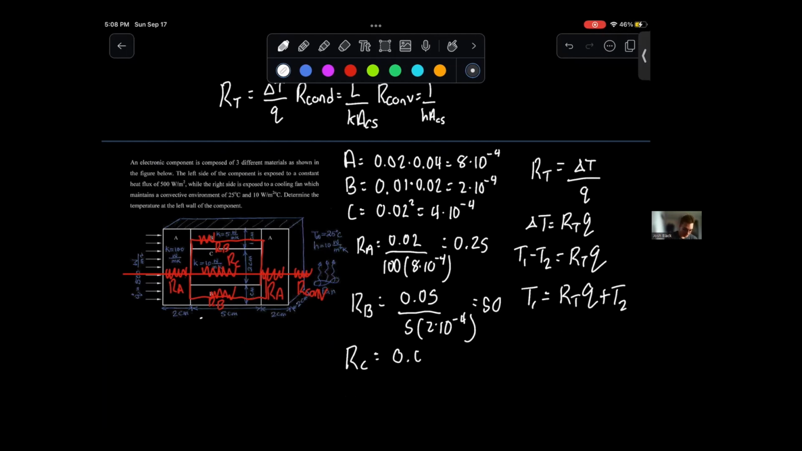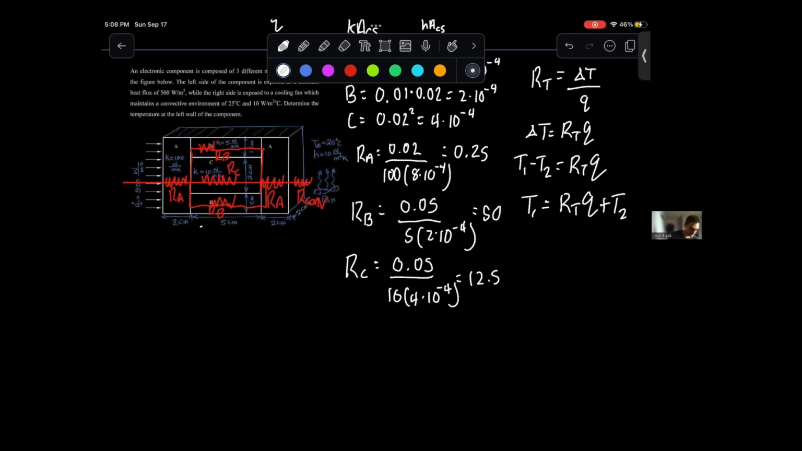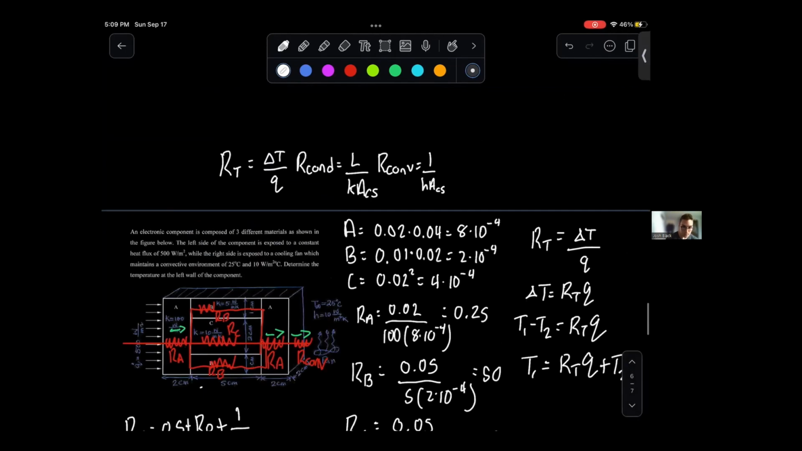RC is going to be equal to 0.05 divided by 10, which is that K, times 4 times 10 to the negative 4. That's going to be equal to 12.5. Cool. From here, RT is going to be equal to what's in series? First off, what is in series? Well, RA is in series with our parallel component, which is in series with RA, which is then in series with our convection. So we have 2 times RA, which is 0.5, plus the resistance of our parallel component, plus our convection, and that's 1 over H, which we were given as 10, multiplied by the cross-sectional area.